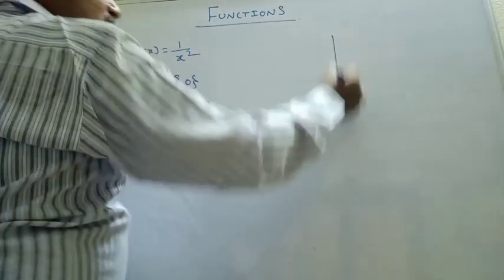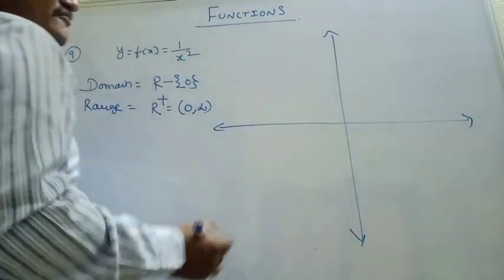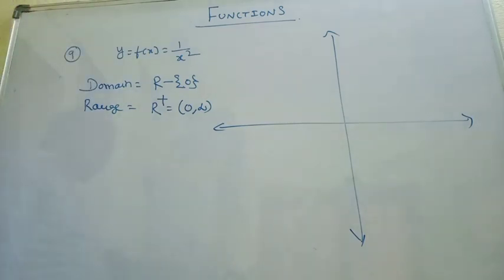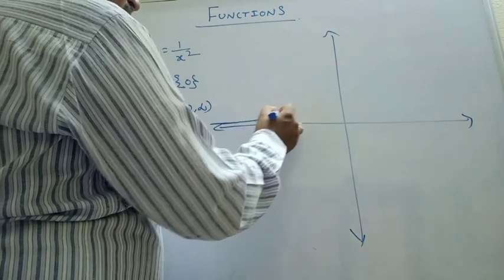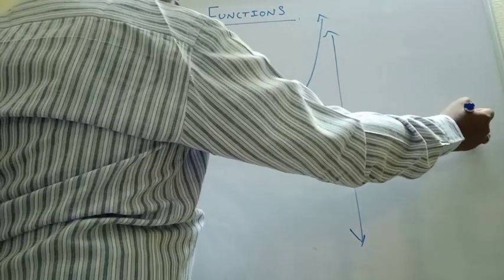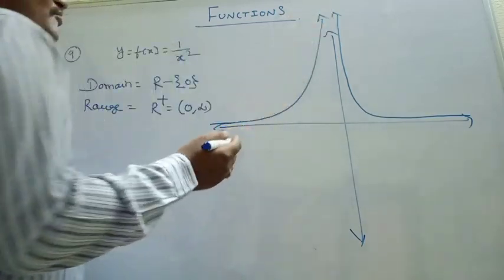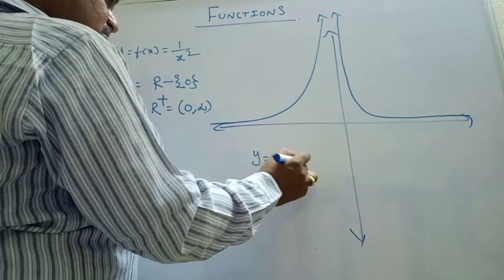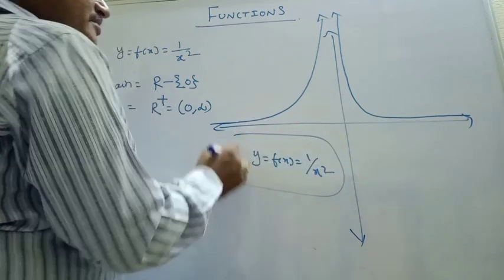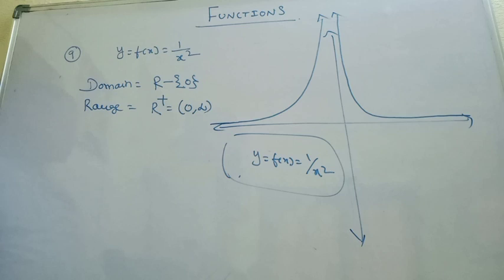And the graph will look like this. We know the x square graph, and 1 by x square will be something like this. It starts here, but it will never touch 0. It comes and moves towards infinity, and on the other side it also moves towards infinity. This is the graph of y is equal to f of x is equal to 1 by x square, and this is its domain and range. This is the nature of this function.